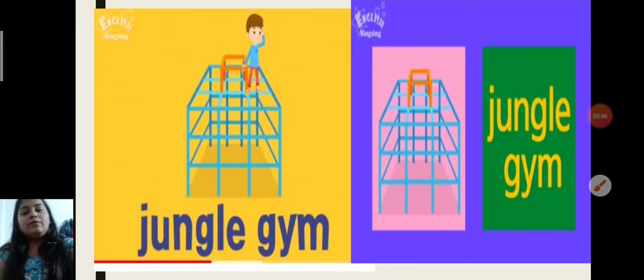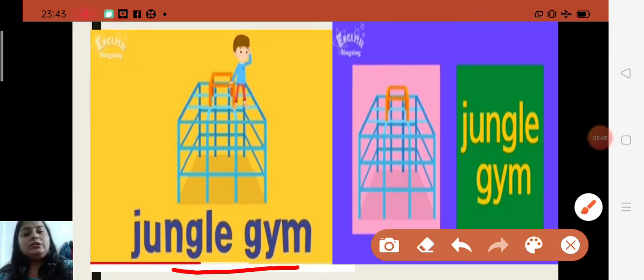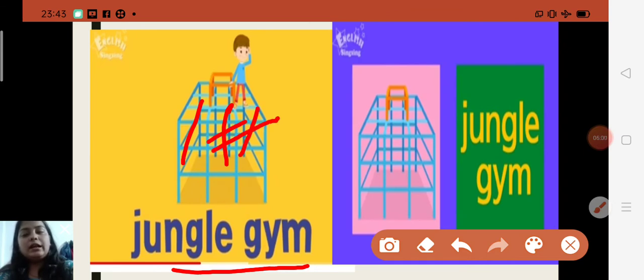Now the next one is here. Here is the picture of a jungle gym. The spelling of jungle gym is J-U-N-G-L-E, jungle, G-Y-M, gym. A jungle gym is a large frame made of bars that children can climb on for enjoyment. So this is the picture of a jungle gym. It is also a park equipment.